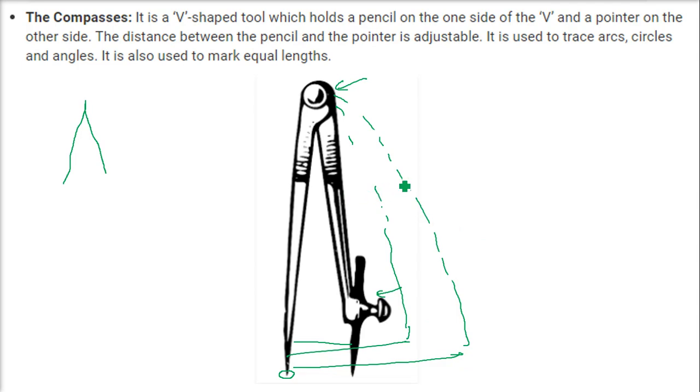Why is it used? It is used to trace arcs. If you put a point here and just roll on, this pencil is going to cut arcs. It can make a complete circle also, and angles also. And it is used to mark equal lengths. This is also one of the jobs of the compass.